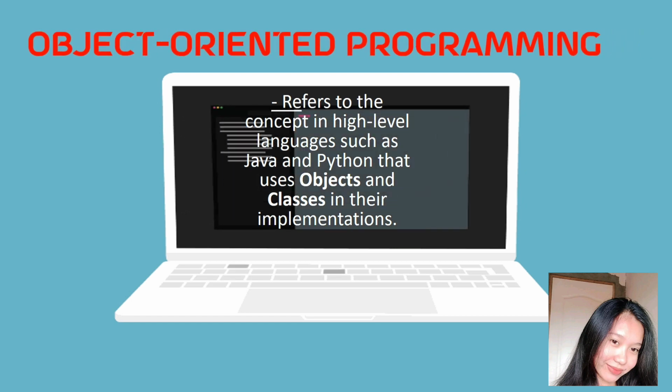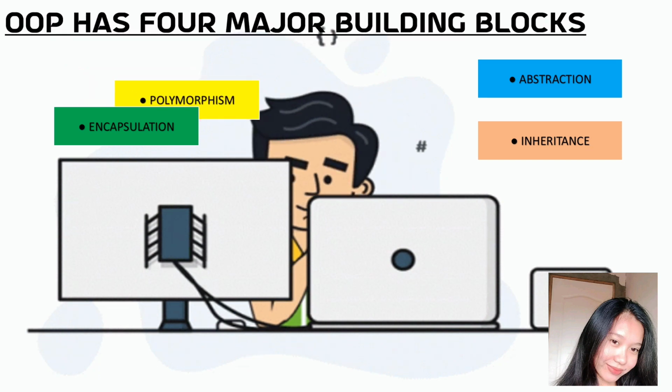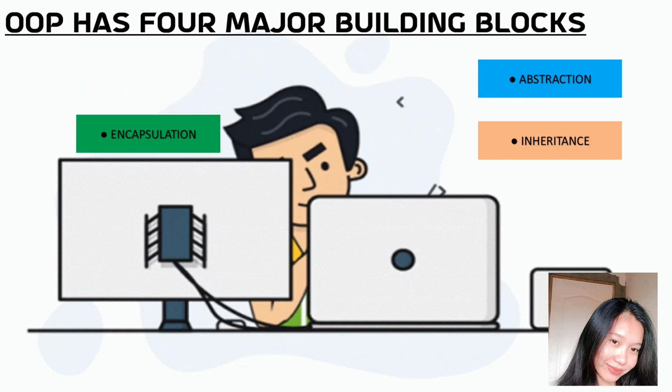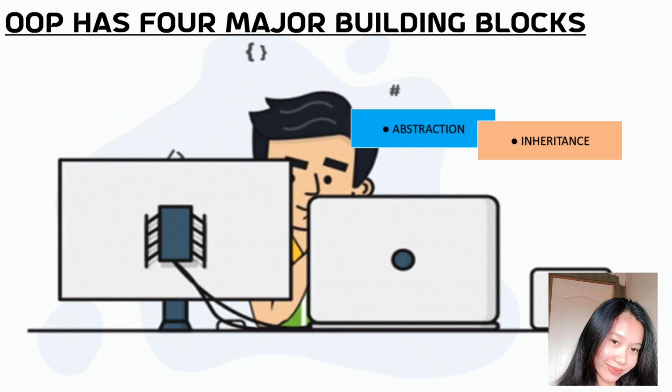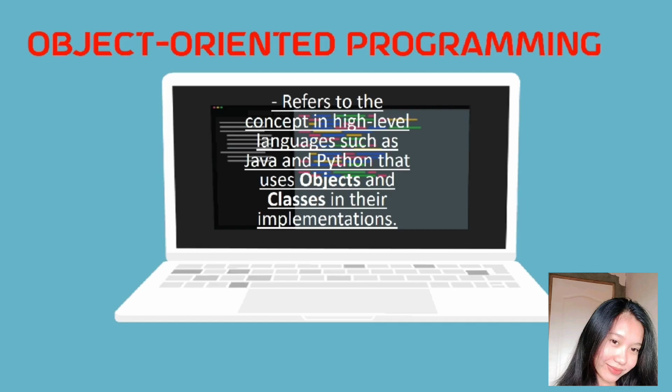So, object-oriented programming refers to the concept in high-level languages such as Java and Python that uses objects and classes in their implementations. OOP has four major building blocks, which are polymorphism, encapsulation, abstraction, and inheritance. There are other programming paradigms such as procedural programming, in which code is written sequentially.